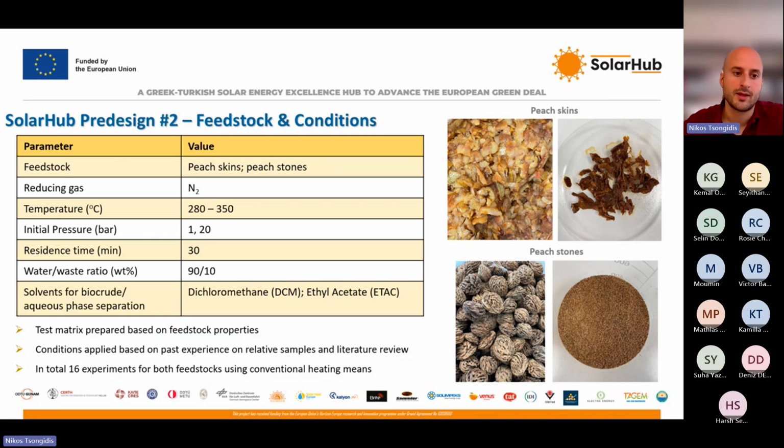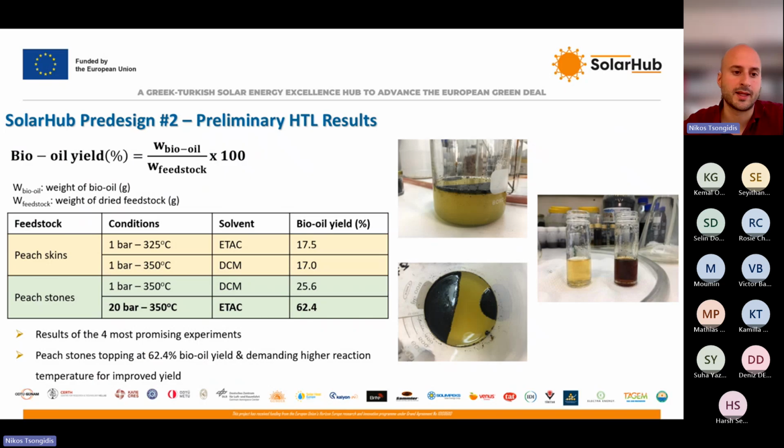And for the cases that we need some extra solvent in order to separate the biocrude, the bio-oil that we obtain from the aqueous phase, we use either dichloromethane or ethyl acetate. And of course, these solvents are retrieved and reused for our application. So in total, the idea was to perform 16 experiments for both feedstocks using conventional heating means. And in this slide, we can see the most promising results for both feedstocks.